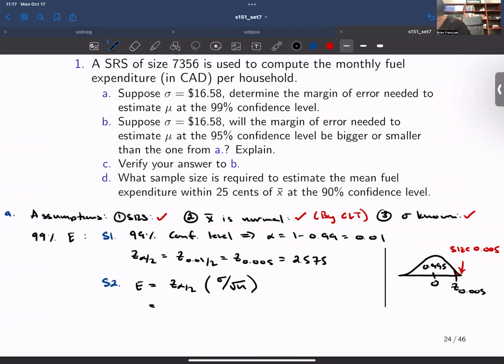So this is going to be 2.575 multiplied by 16.58 over the square root of 7,356. And that gives us 0.498.